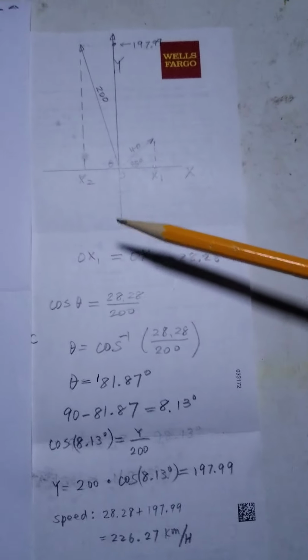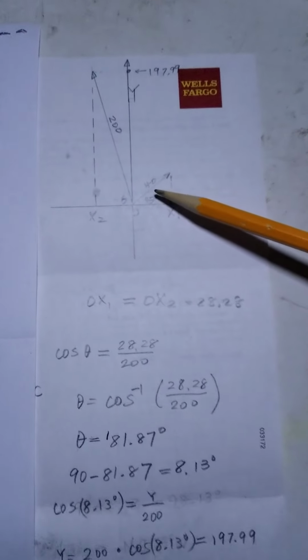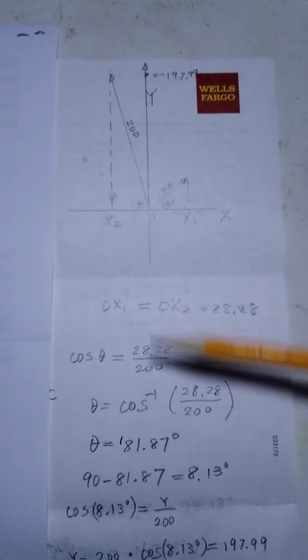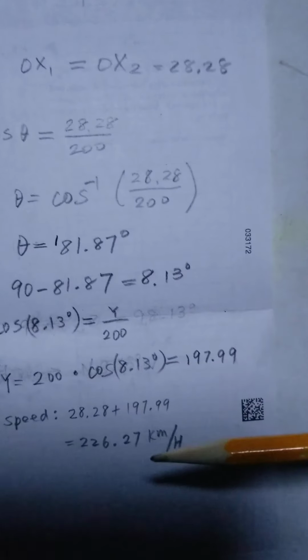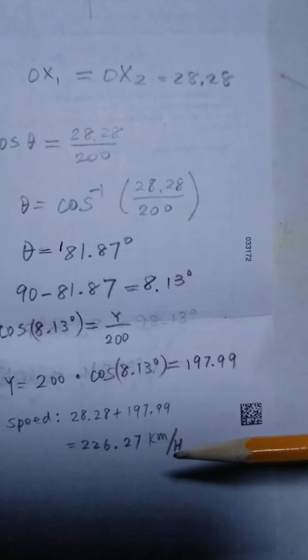Then we said you have to add the part of the 40 that's pushing you forward, which is 28.28. So you add it, so it's this. So you're actually going pretty fast going north.